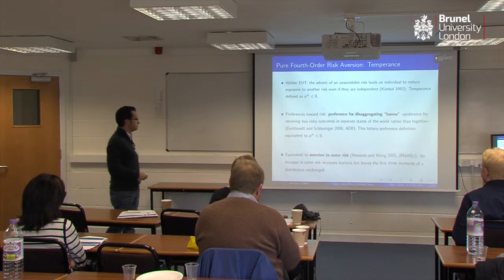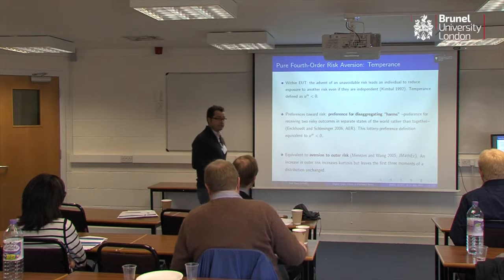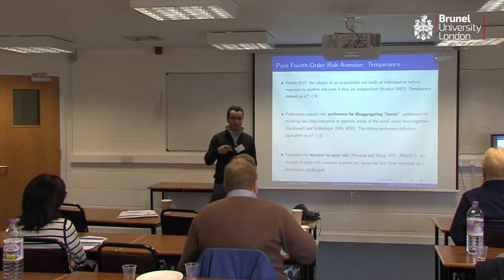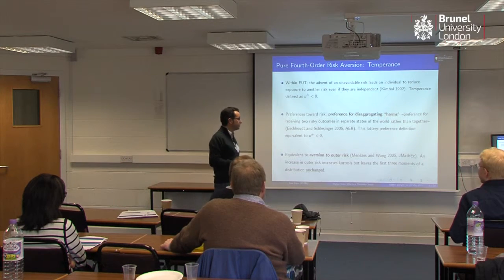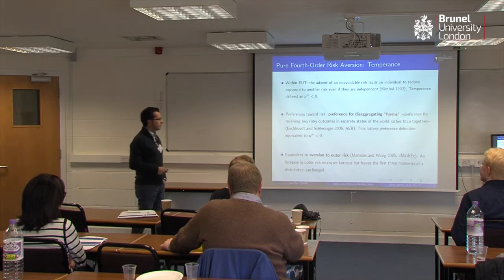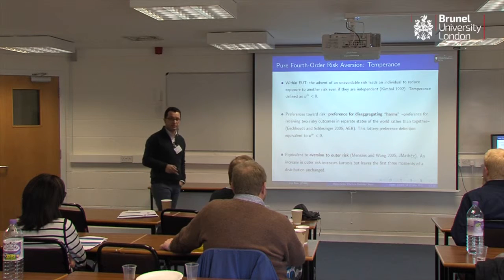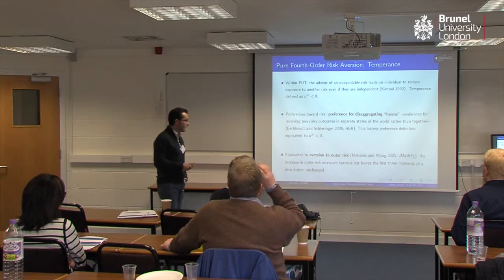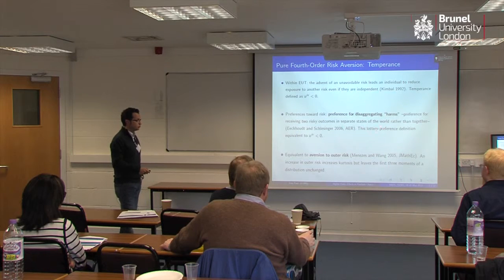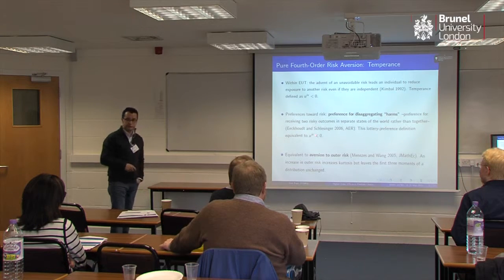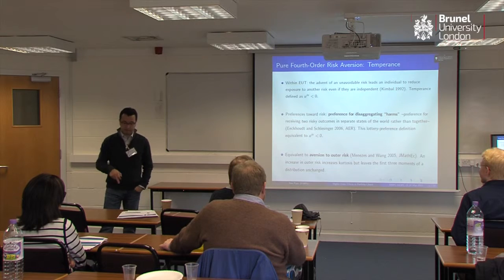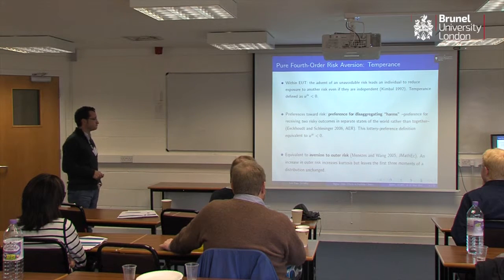Similarly, Eeckhoudt and Schlesinger related that to preferences toward risk in a lottery setup, and that's basically it. It is the preference for disaggregating the risk, and they refer to that also in terms of the signing of the derivative, such that the fourth derivative has to be negative.